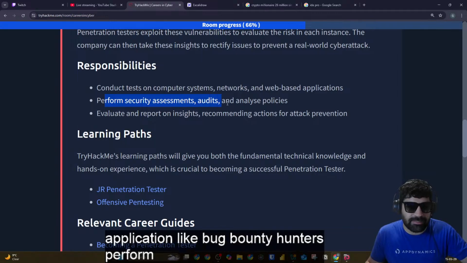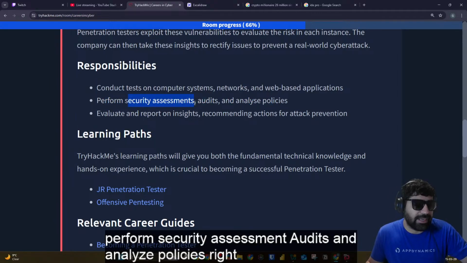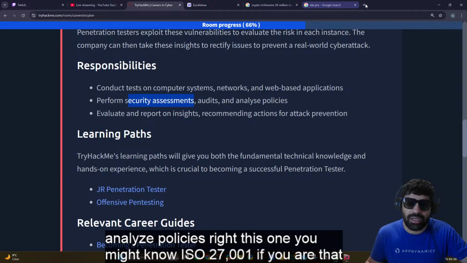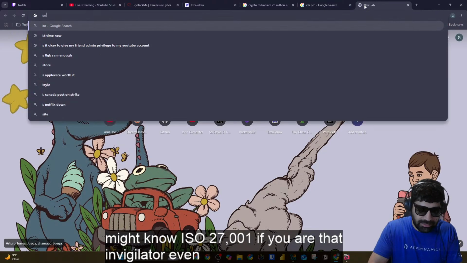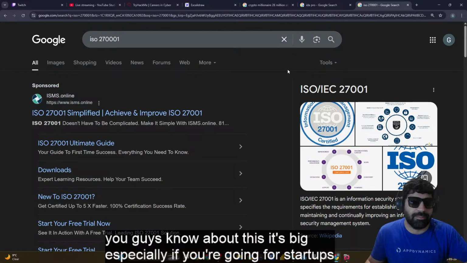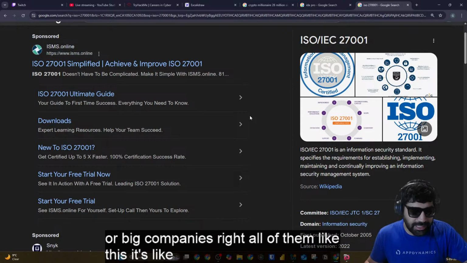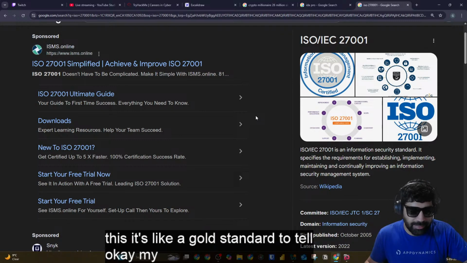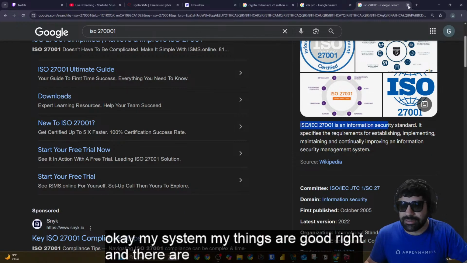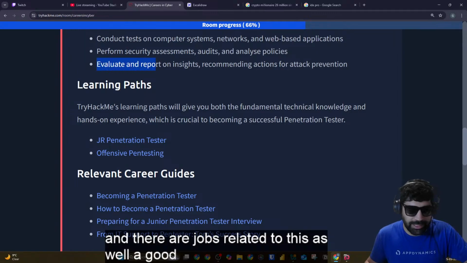Perform security assessment audits and analyze policies. This one you might know, ISO 27001. If you are that invigilator, even, I don't know if you guys know about this, it's big. Especially if you are going for startups or big companies, all of them like this. It's like a gold standard to tell, okay, my system, my things are good. And there are jobs related to this as well. Good paying jobs too.